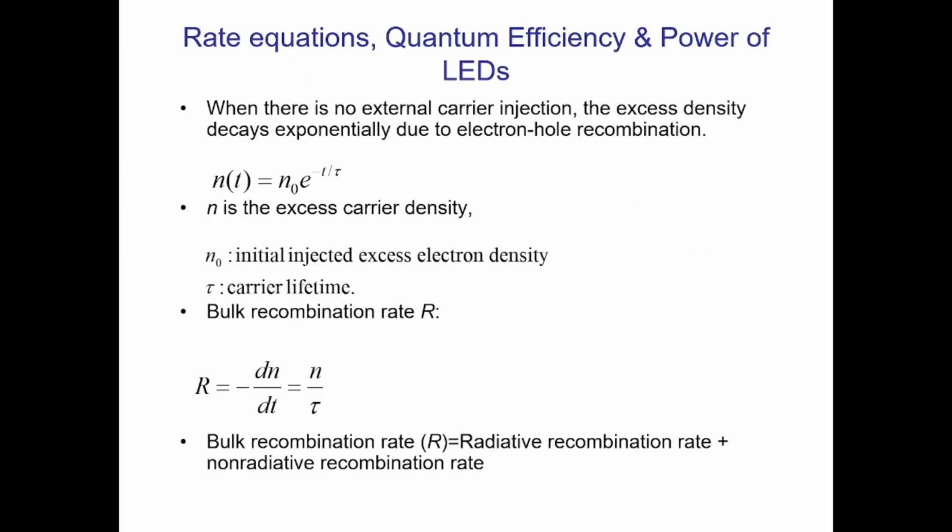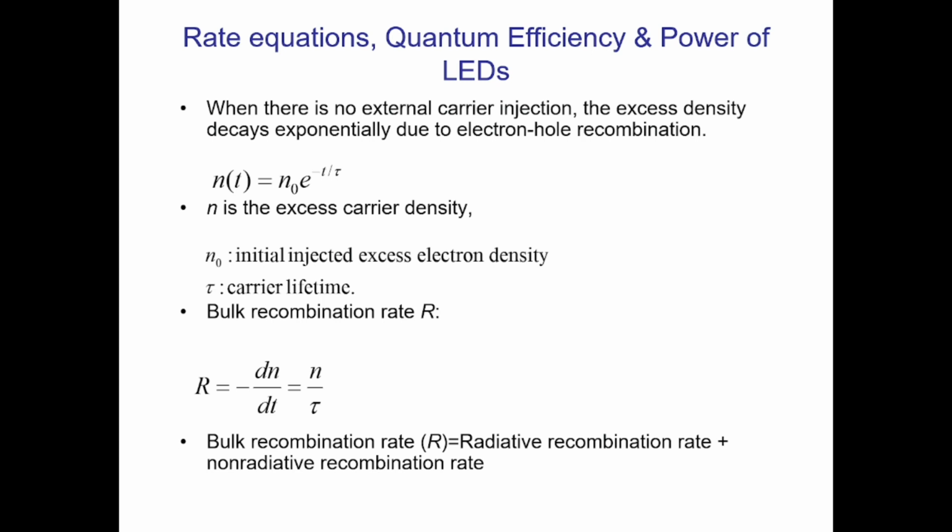The next topic is rate equations and the quantum efficiency. The rate equation indicates how many of your electrons and holes recombine to form photons, or the energy that is emitted in the form of light. When there is no external carrier, the excess density decays exponentially. So we are considering how many electrons and holes recombine, and we have to see the rate of recombination.